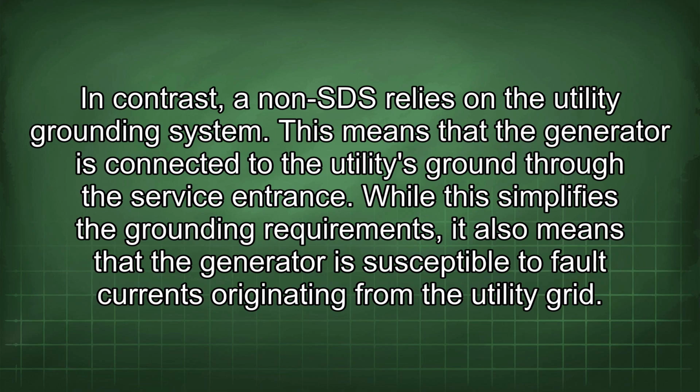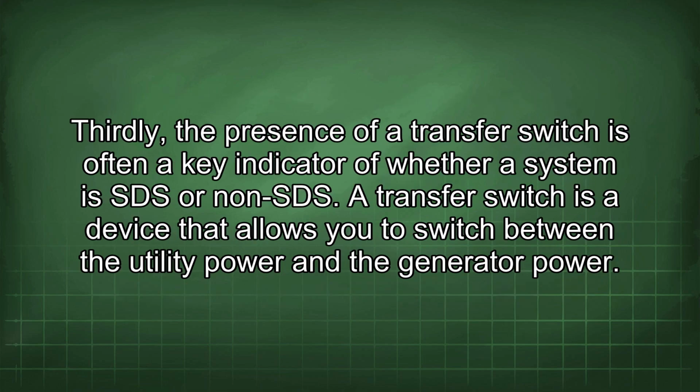In contrast, a non-SDS relies on the utility grounding system. This means that the generator is connected to the utility's ground through the service entrance. While this simplifies the grounding requirements, it also means that the generator is susceptible to fault currents originating from the utility grid.